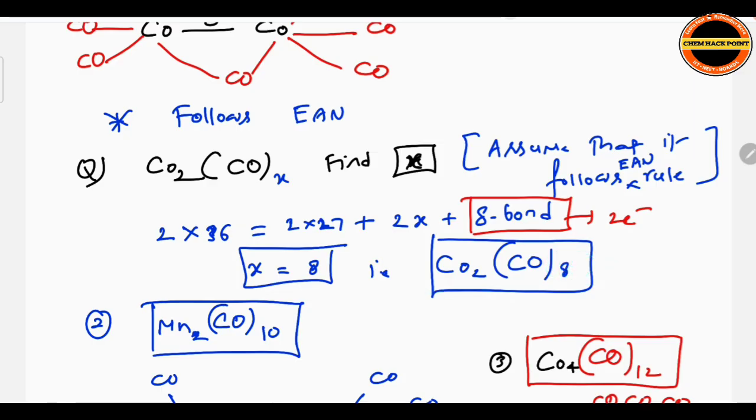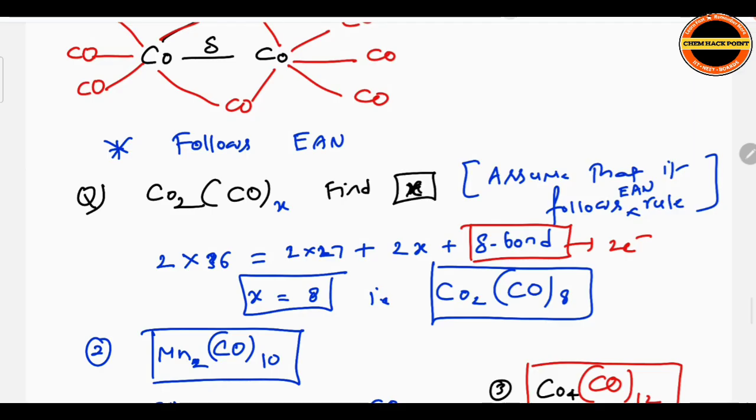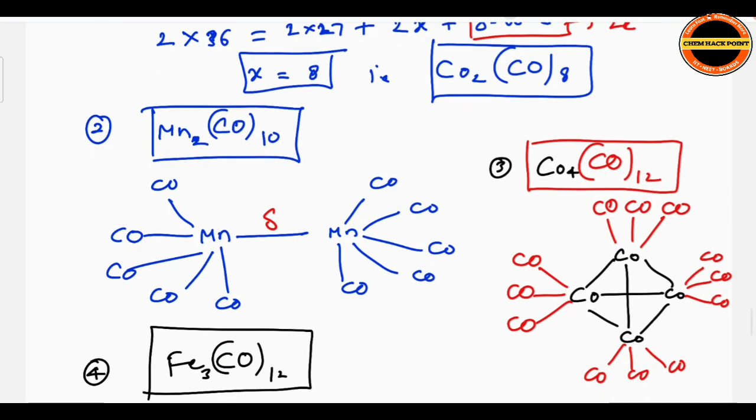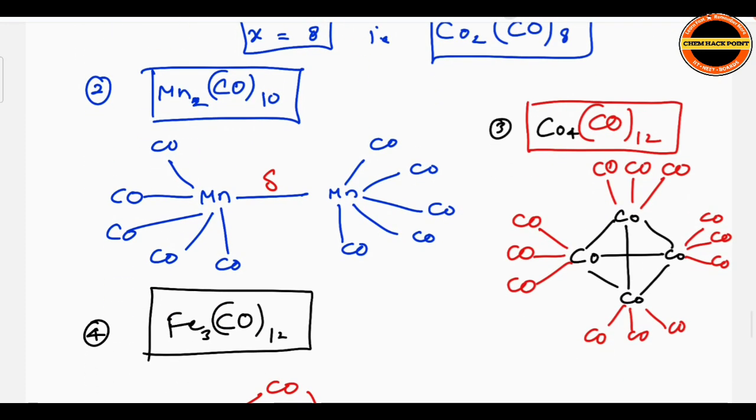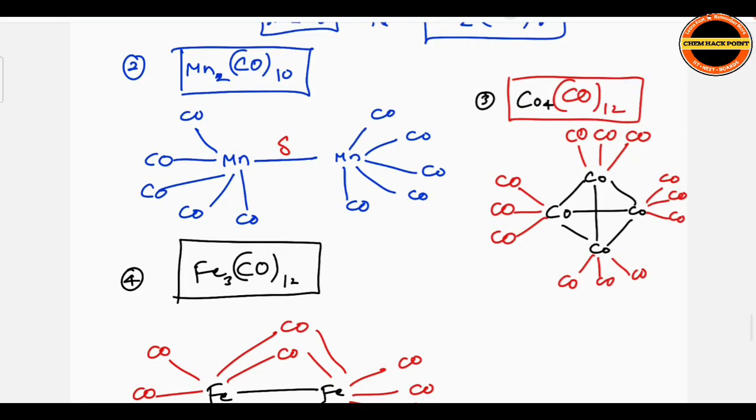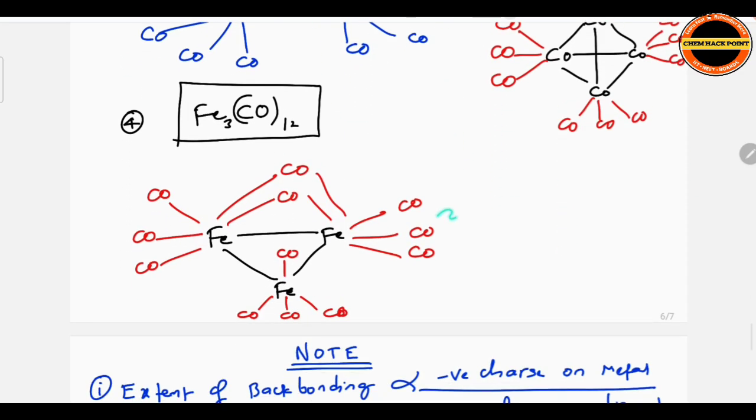Once you know Co2(CO)8, questions in the Co2(CO)x format are given, so remember. Next, Mn2(CO)10. Remember the Mn2(CO)10 structure, the Co4(CO)12 structure, and the Fe3(CO)12 structure, and monitor them properly. In the structures I showed, the middle black color is the metal, cobalt, surrounded by carbon monoxide. All of these are carbon monoxide. These are the structures to practice.